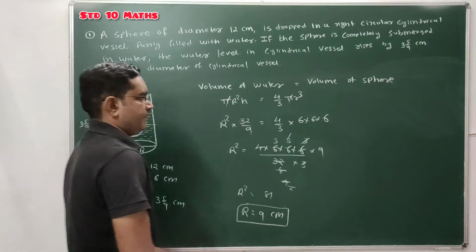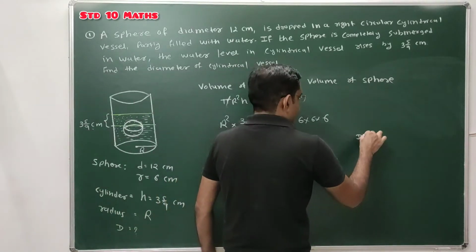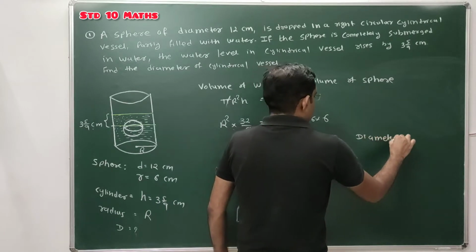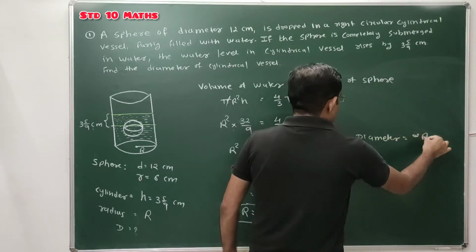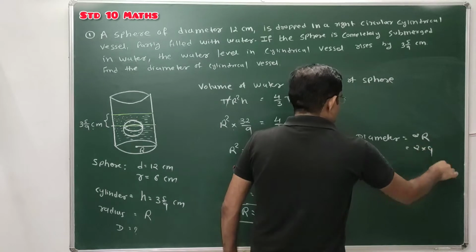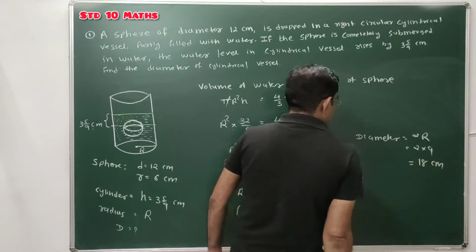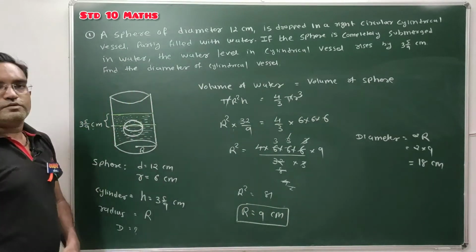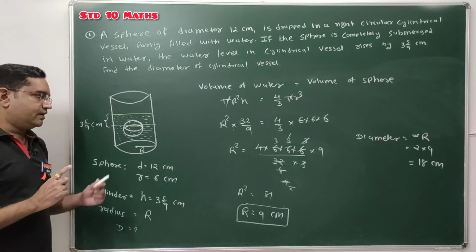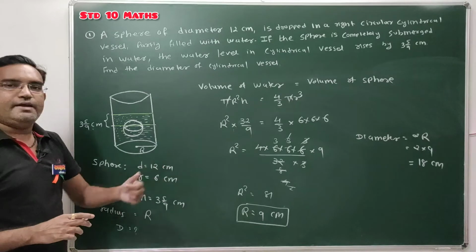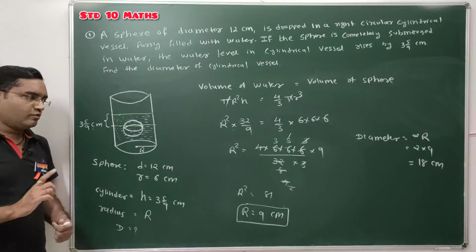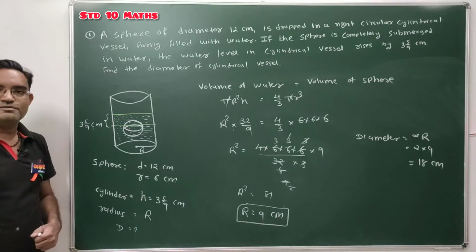So we can write down the diameter of cylindrical vessel. Diameter of cylindrical vessel is equal to twice of radius, that is equal to 18 centimeter. Clear? So diameter of that cylindrical vessel is 18 centimeter. Pause the video and note it down.